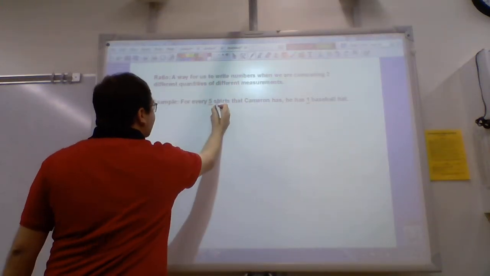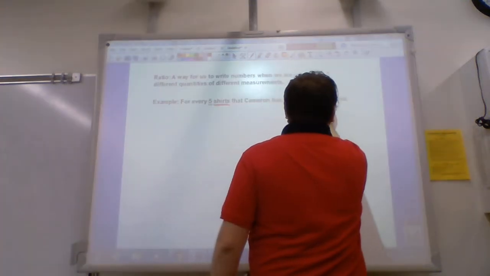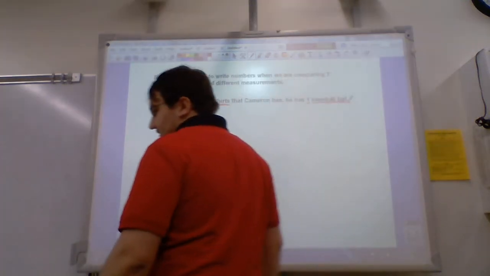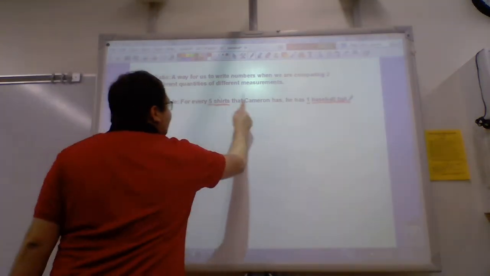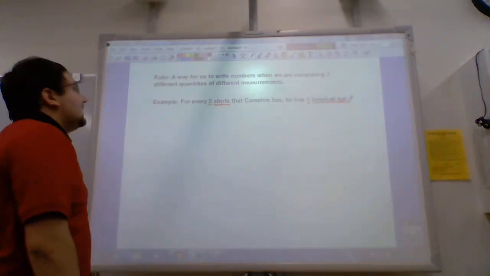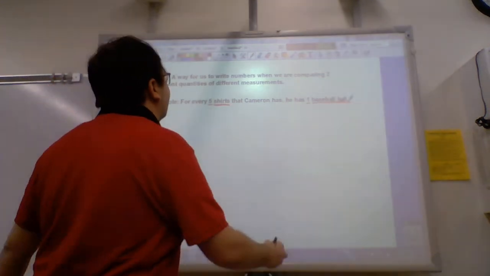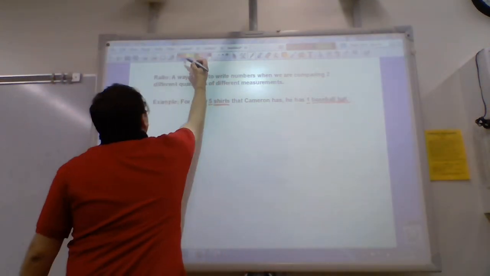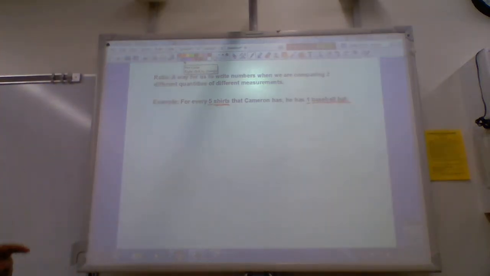On the one hand, over here we're measuring shirts. And over here we're measuring how many baseball hats he has. We have different quantities and we have different measurements. So we have 5 shirts and we have 1 baseball hat. So let's look at this. For every 5 shirts that Cameron has, he has 1 baseball hat.